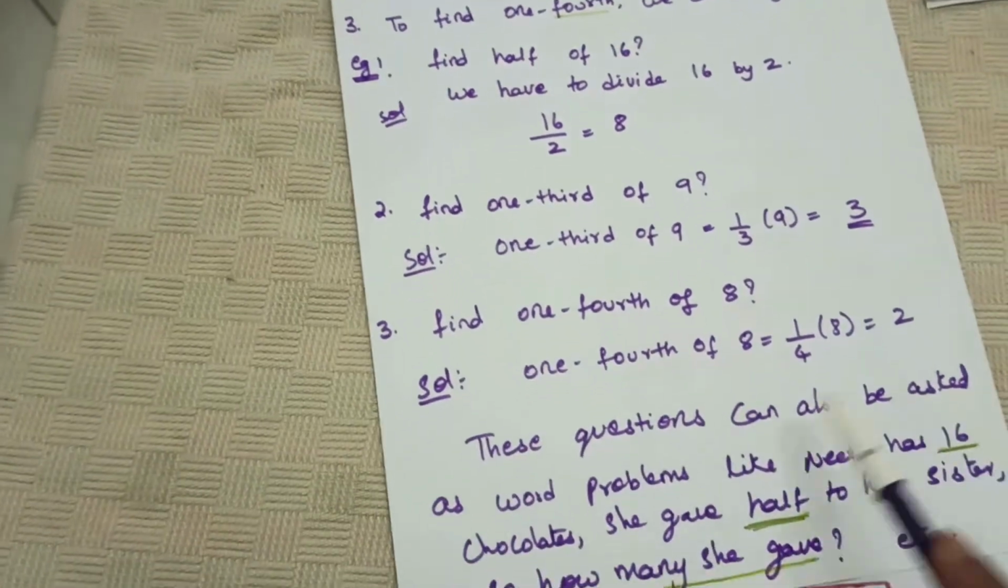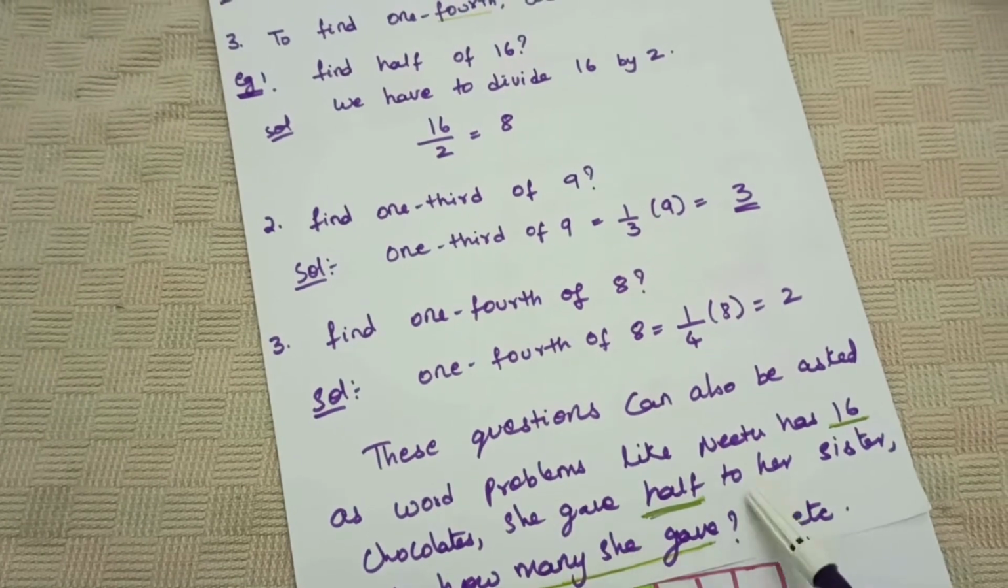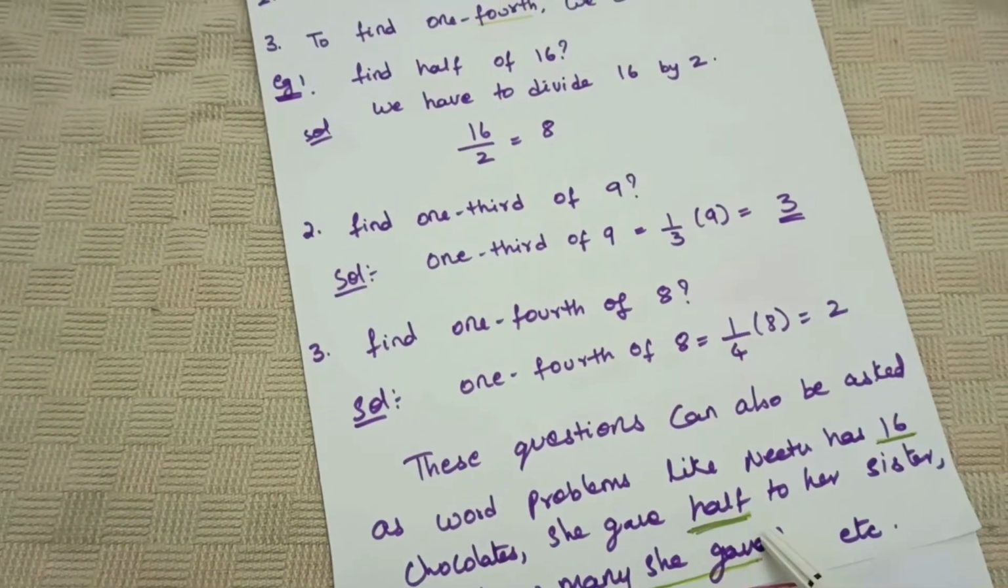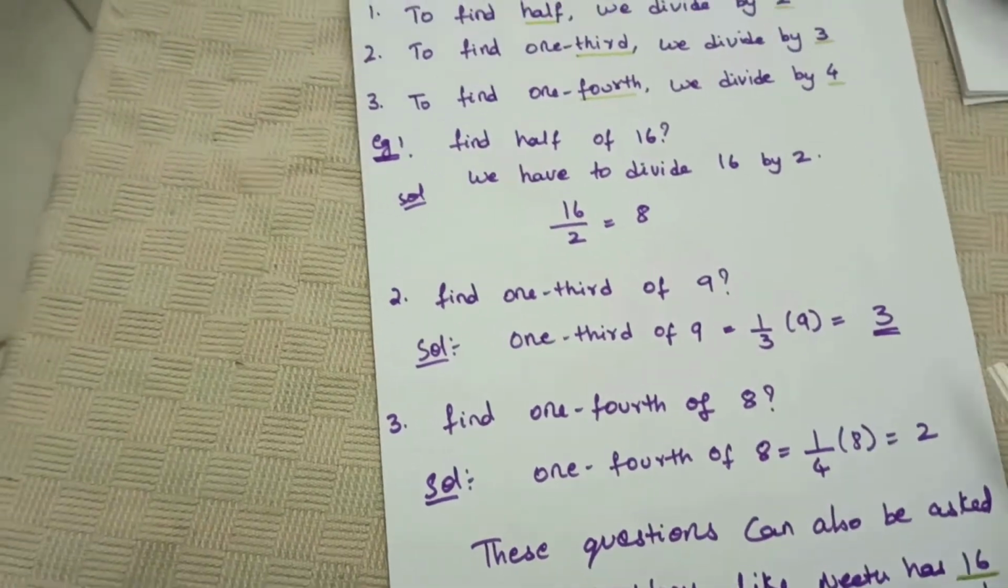These questions can also be asked as word problems. Like, Neetu has 16 chocolates. She gave half to her sister. So, how many did she give? 16 by 2. That is 8 chocolates she gave.